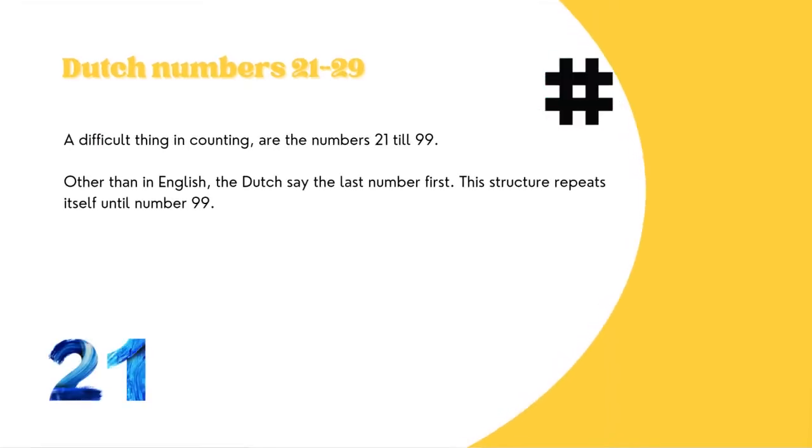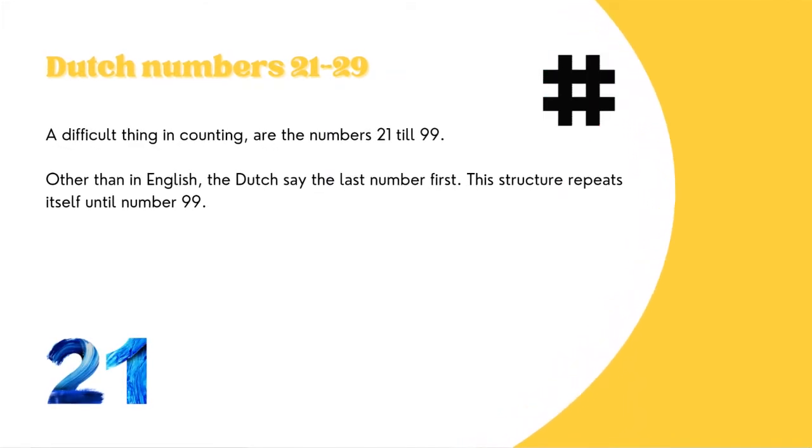So now we're going to continue with 21 to 29. Let's take a look at Dutch numbers 21 to 29. So one of the most difficult things in the Dutch counting are the numbers 21 till 99. Because other than in English, the Dutch say the last number first. And this structure repeats itself until number 99. So what does that mean exactly?